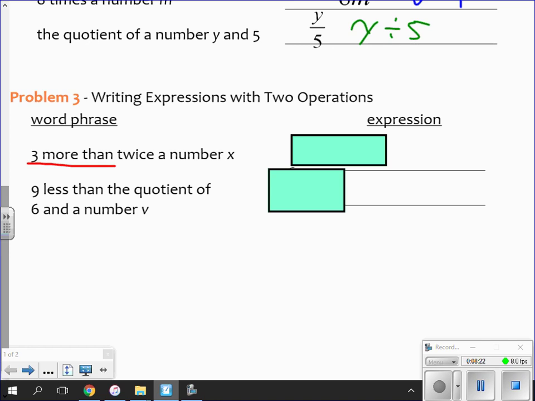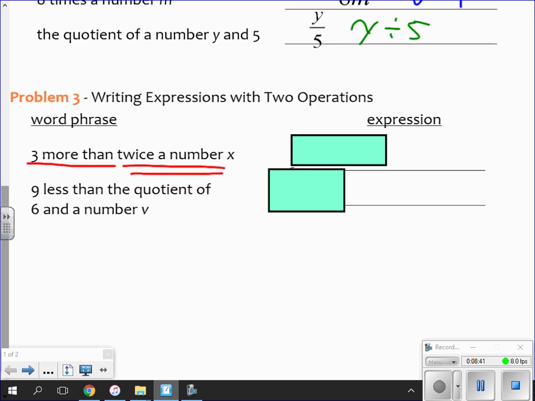What does it mean when I have 3 more than? What am I going to do? I'm going to add what? I'm going to add 3. Whatever I start with, I'm going to add 3. What am I adding 3 to? I'm adding 3 to twice a number x.